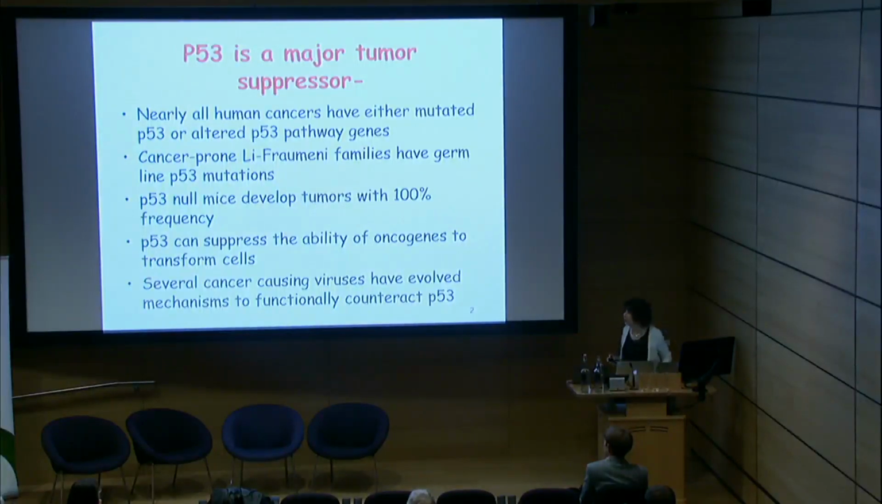germline mutations in P53. Mouse models are incredibly important. If you knock P53 out of a mouse, that mouse will get cancers, again, of a certain type. And there is some in vitro data showing that P53 can suppress the ability of oncogenes to transform cells, and P53 was discovered on DNA tumor viruses, and these tumor viruses, we know, have evolved to abrogate P53 function.